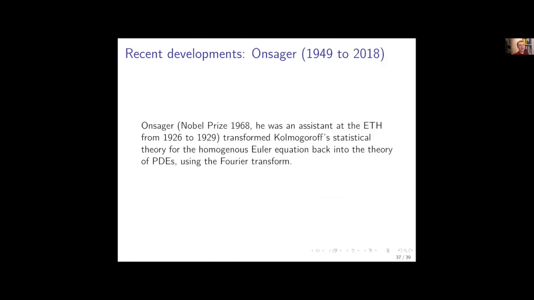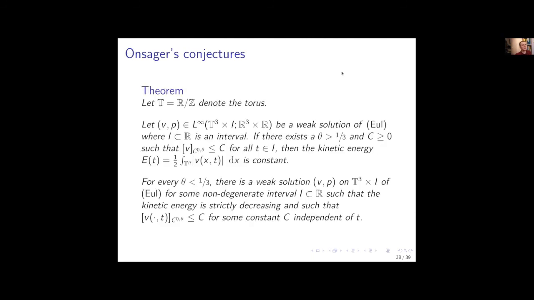And now to the appetizer. I talked about Euler continuous solutions in the beginning. So there was Onsager, who got the Nobel Prize in 1968. He had this conjecture, and this is what I said in the beginning.